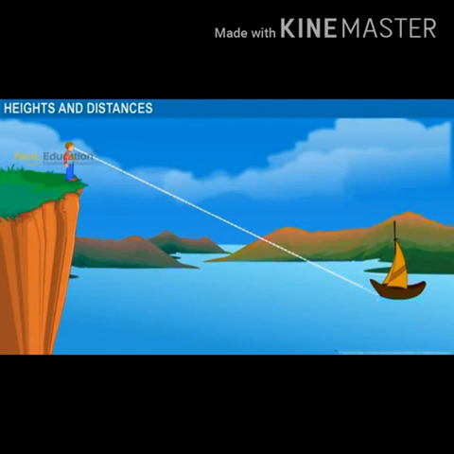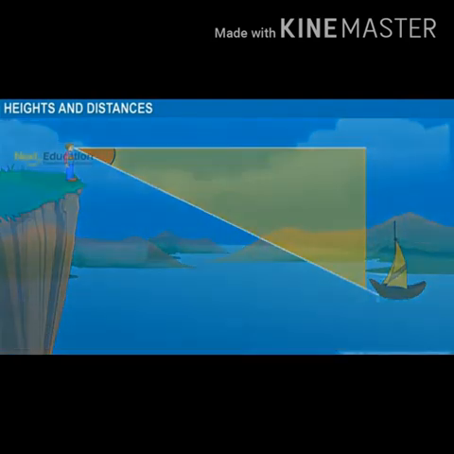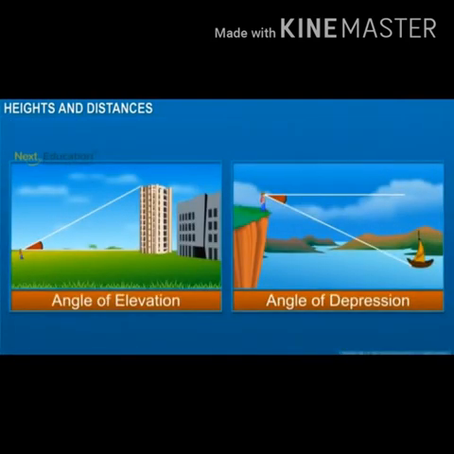Suppose the observer is standing on the edge of a cliff and observing a boat on the water. The line of sight will be as shown. Here, the angle between the horizontal line and line of sight, which is below the observer's eye, is called the angle of depression. Let's see some examples on how angles of elevation and depression can be used to find the heights of the objects.